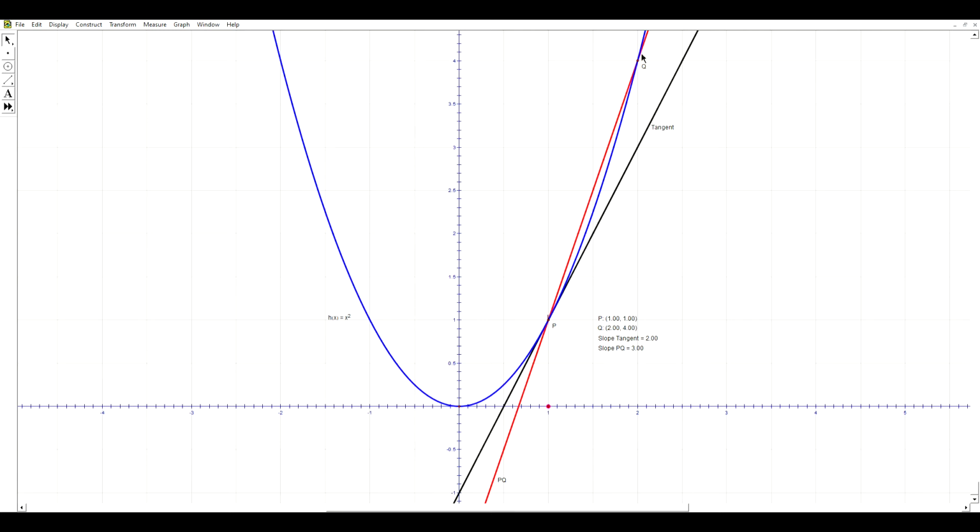That would be up there. And we have the slope of the tangent. It's this black line here. And the slope of our secant is the red line here. And right now it's 3.